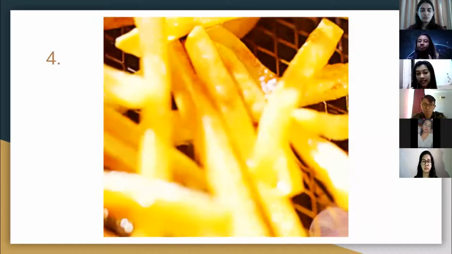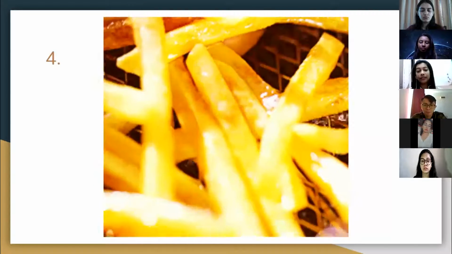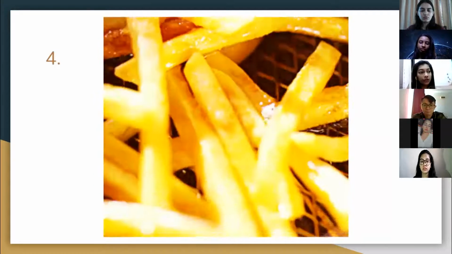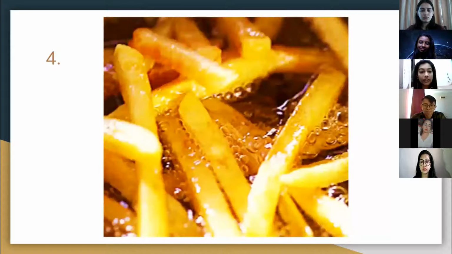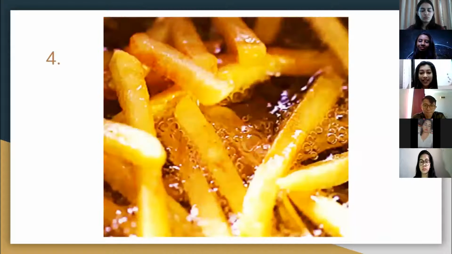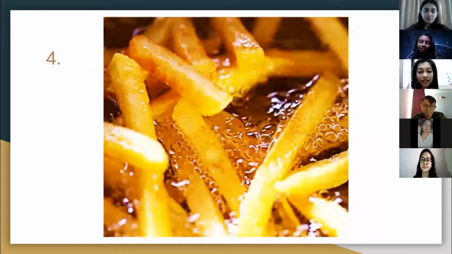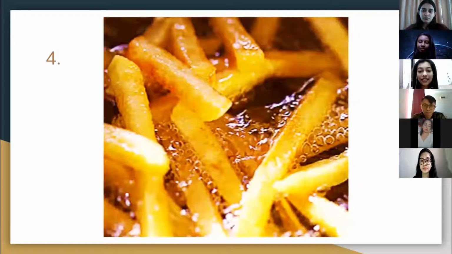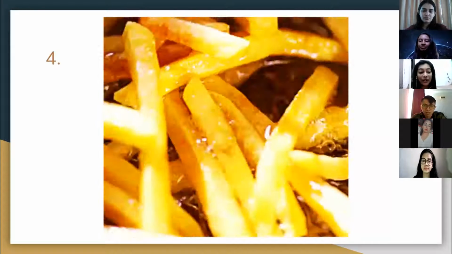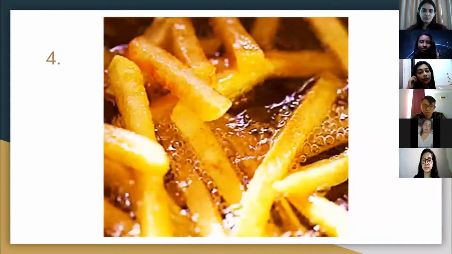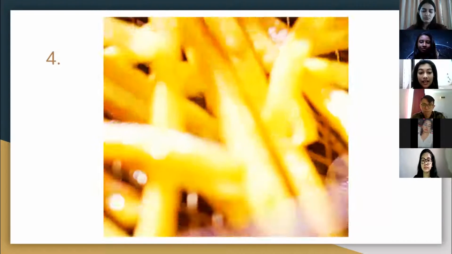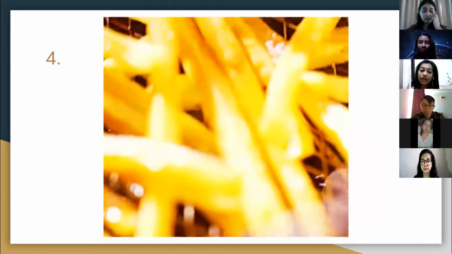Okay, what is that? This is very easy because you're used to eating this whenever you go out with your friends, to McDonald's and then to KFC. Am I right? So what is that? Very good. It is French fries. Okay, so how does it look? It looks very nice, very hot. Okay, and the last one.